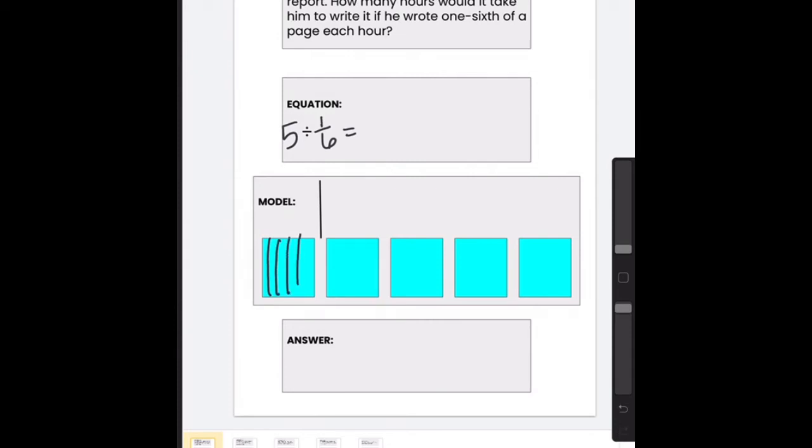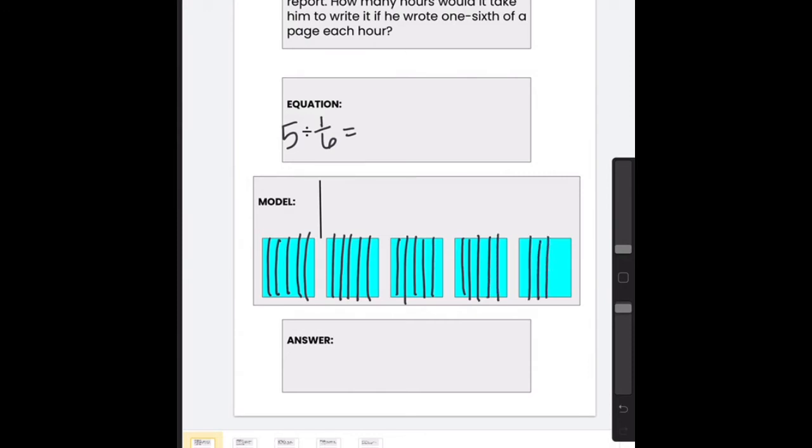So once again, my model's not going to be perfect. It's not going to be straight 100% even, but you can obviously look at my model and see it. For each question or for each equation, model, or answer you are missing, it's minus 2 points. So you don't want to be missing anything.